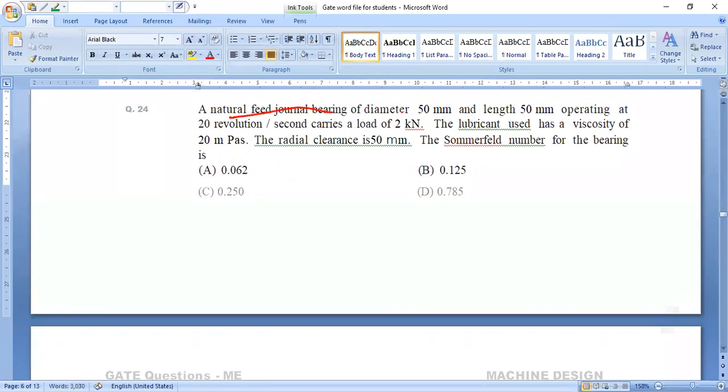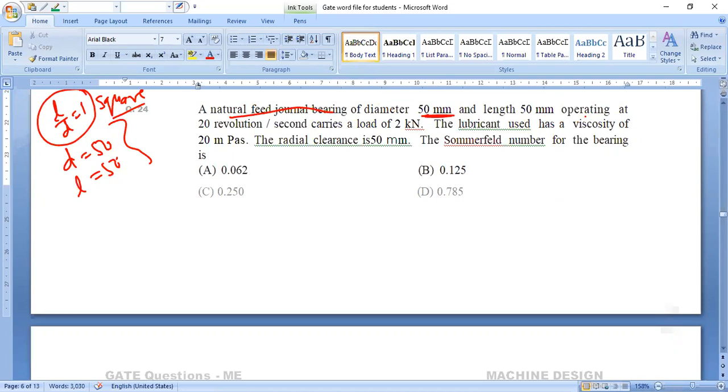A journal bearing of diameter 50. So D is given 50. Length is also given 50. So the L by D ratio is 1. So it is a square bearing.